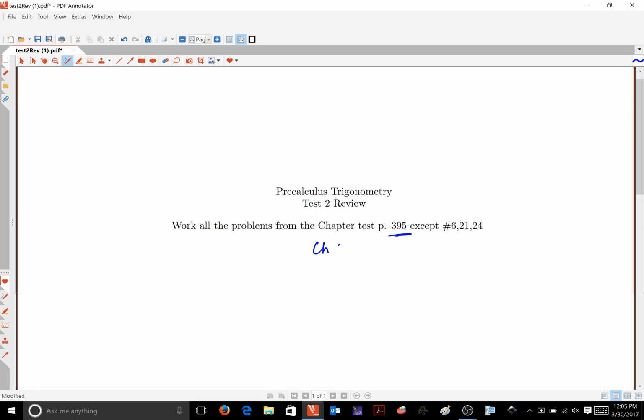So this is a chapter 5 test. Work everything except 6, 21, and 24. Those are also very similar to the problems that we have on WebAssign. I have a WebAssign review if you want to do those instead.